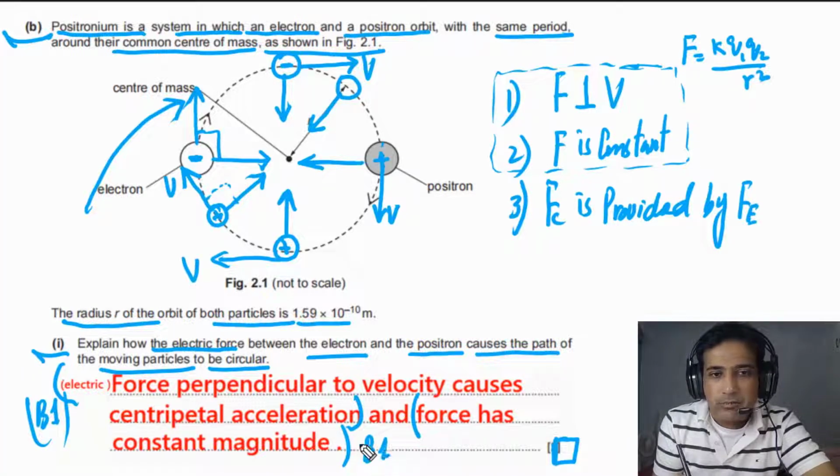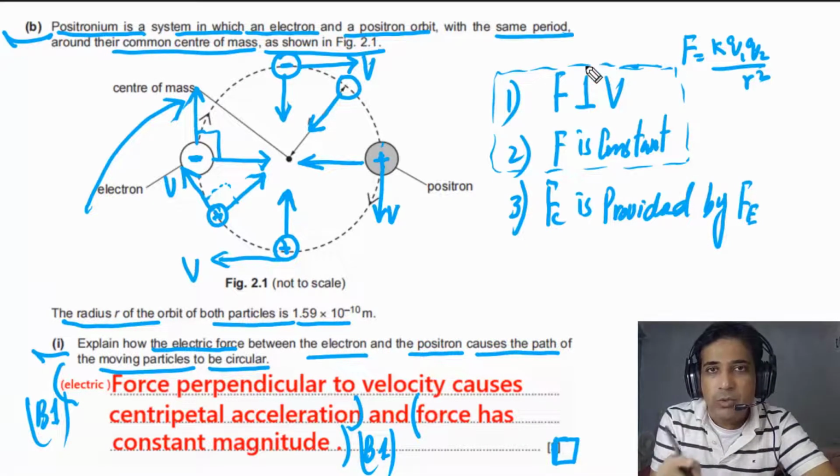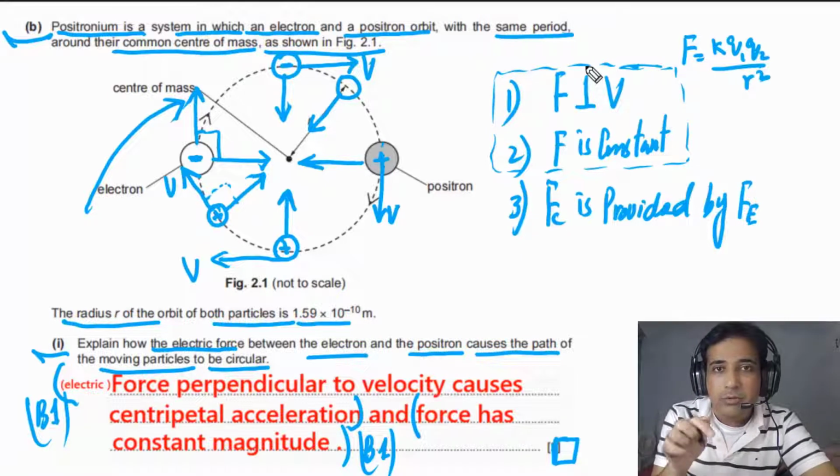This question is very common. Sometimes they will only ask you about masses, or they will say one object is moving in a circle, explain why this is moving in a circle. So you can again write down these 2 points.